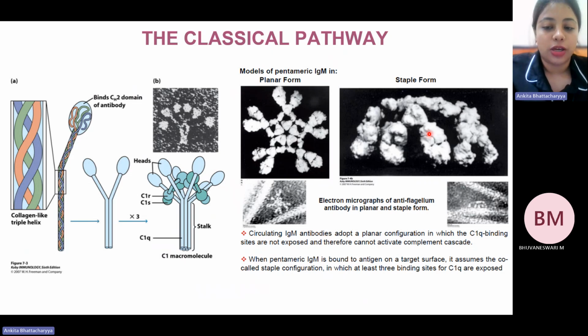However, when pentameric IgM is bound to an antigen, which is when it has recognized its cognate antigen on the pathogen's cell surface, then it adopts this second conformation known as the staple form, which you can see is a more pressed down configuration. There it has a lot more exposed sites where C1q can bind and the downstream classical pathway can be elicited.